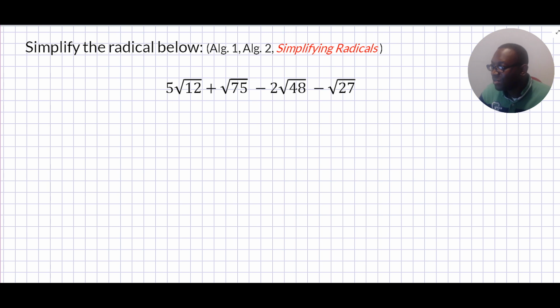So we have 5 root 12 plus root 75 minus 2 root 48 minus root 27. You can actually use factor trees to simplify this. If you want, you can express each of them as a product of its prime factors, and that should give you a headway. It should give you a hint on how to proceed.